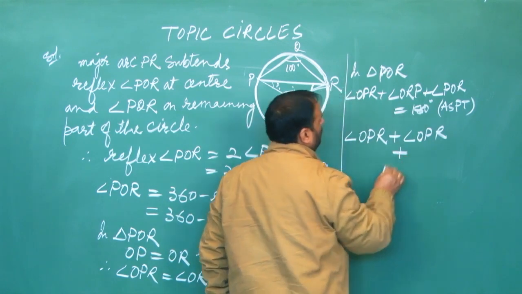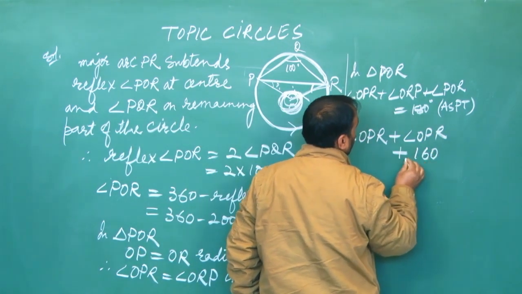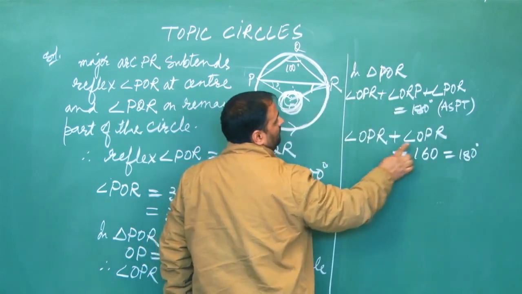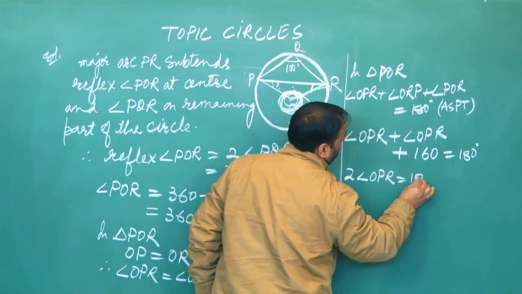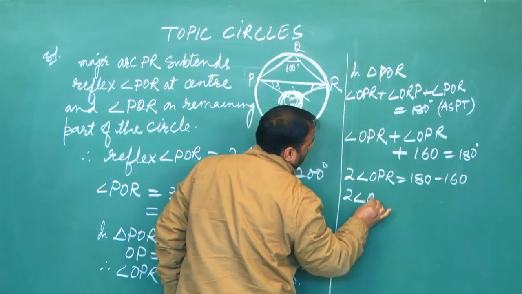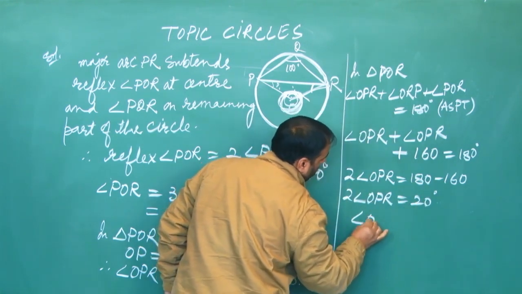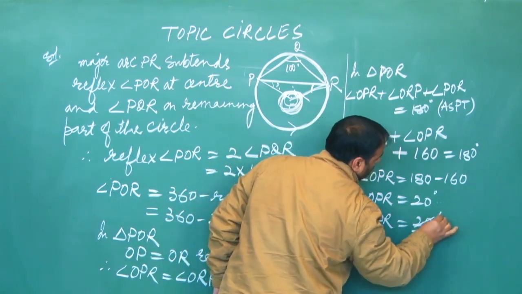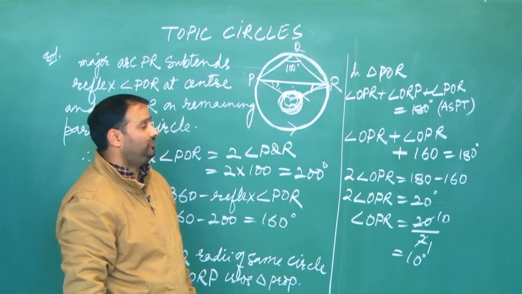And the measurement for angle POR we found was 160 degrees. Write 160 instead of angle POR. And the sum of all three angles is equal to 180 degrees. OPR plus OPR is twice angle OPR, equal to 180 minus 160. Twice angle OPR is equal to 20. Angle OPR is 20 by 2, which is 10. So the measure of angle OPR is 10 degrees. Hope that you understood that question.